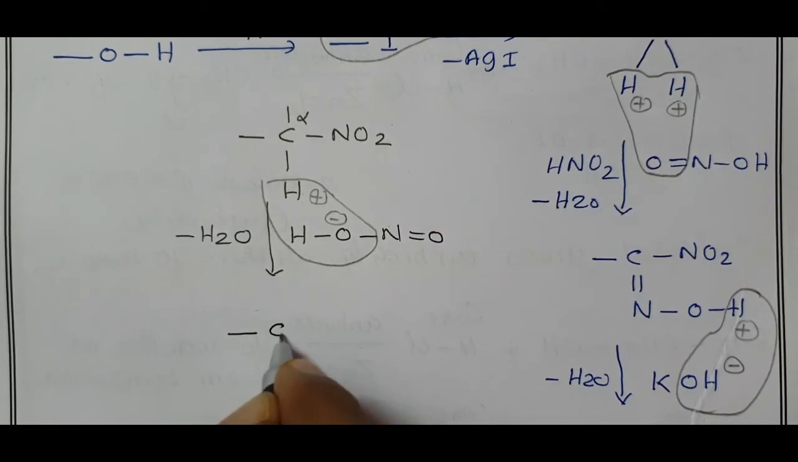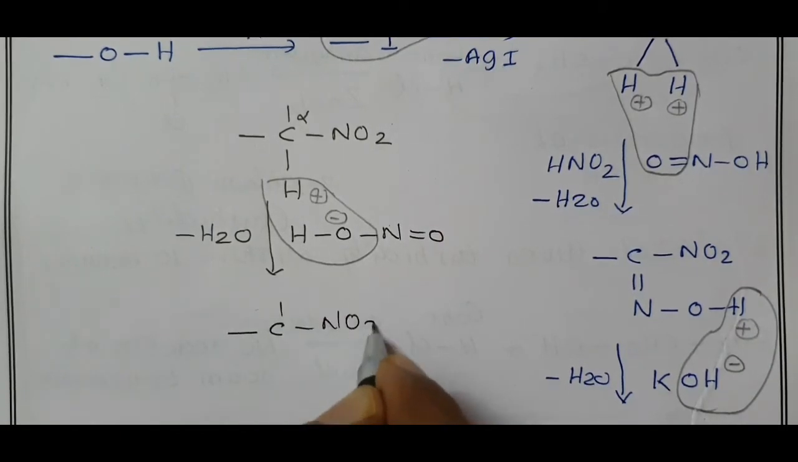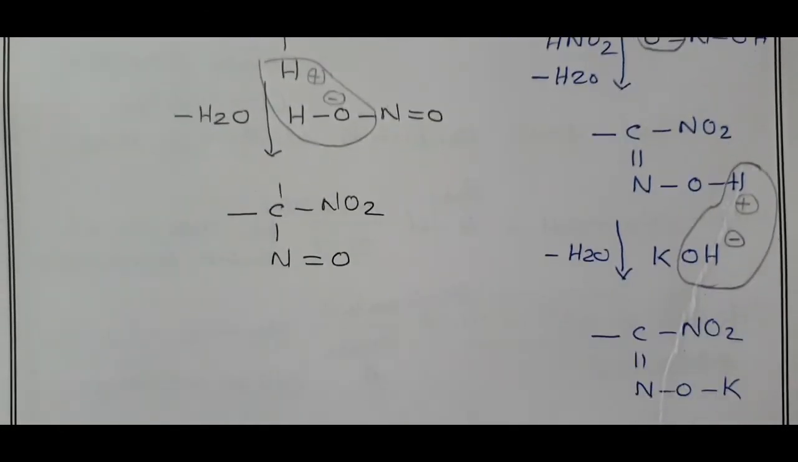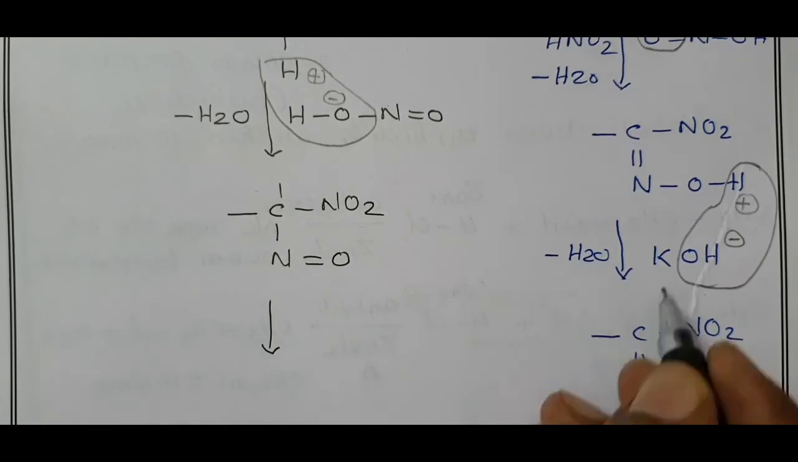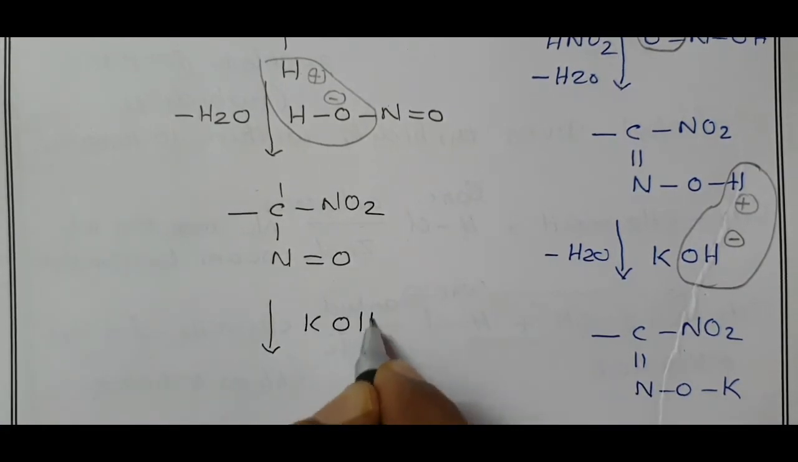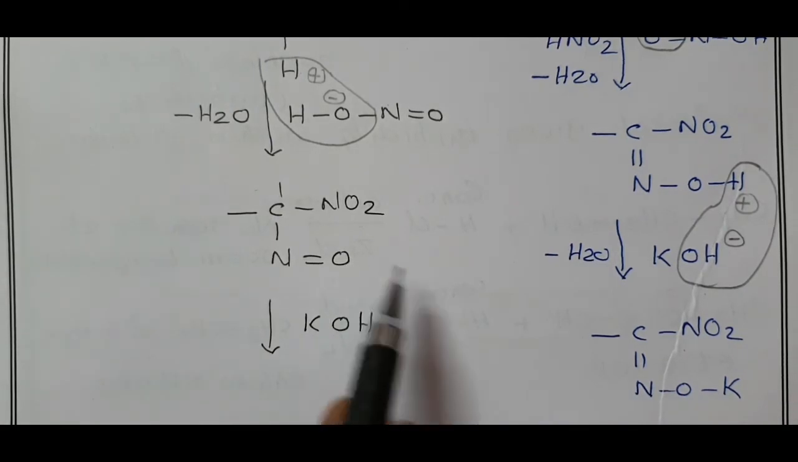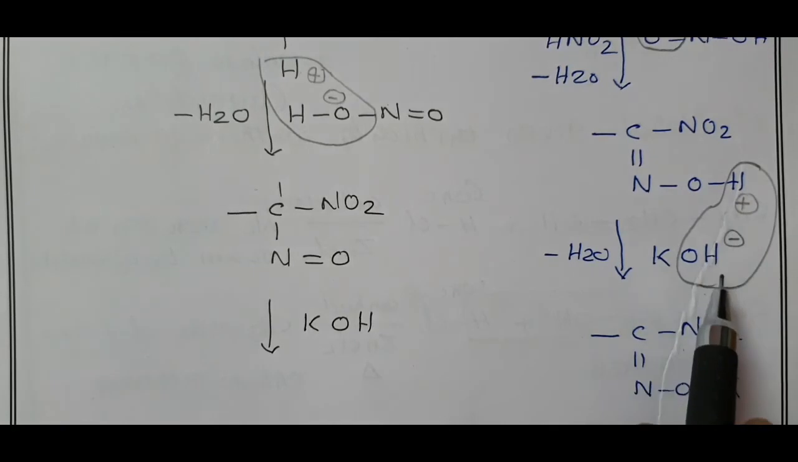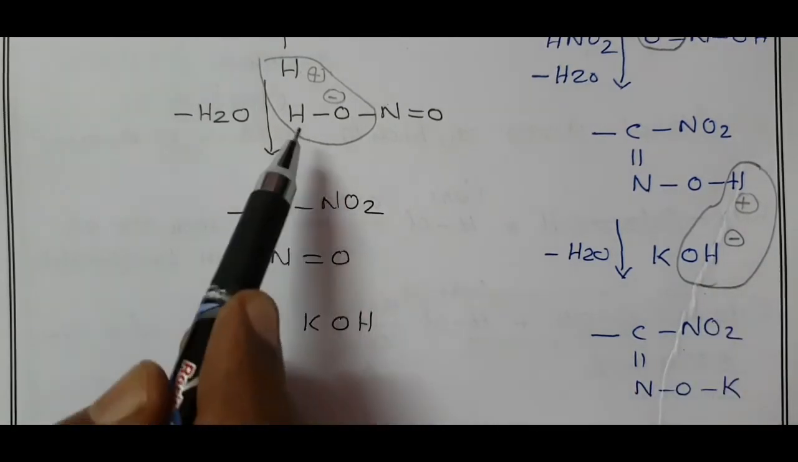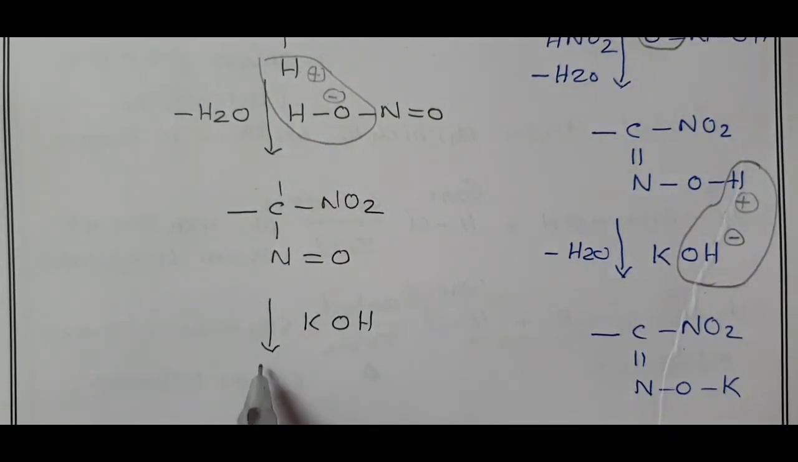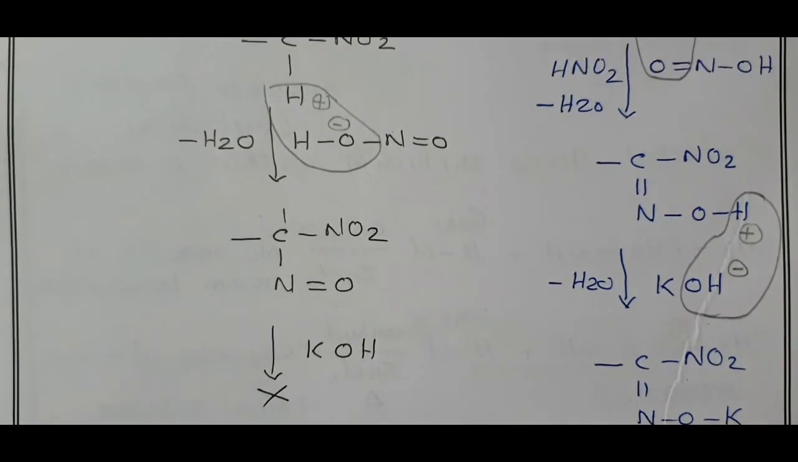This step is the most important. One single bond, nitrogen, double bond oxygen. When this compound is treated with the base potassium hydroxide, we know a base undergoes reaction only with an acid. Is there any acidic hydrogen? No. Here acidic hydrogen is present, therefore it reacts with potassium hydroxide. Already the acidic hydrogen, the nitrous acid hydrogen, is removed. Here there is no acidic hydrogen, therefore no reaction takes place. Remember these two steps. Now we enter into the actual reaction.